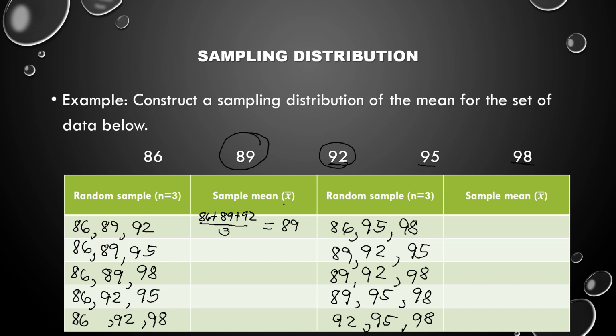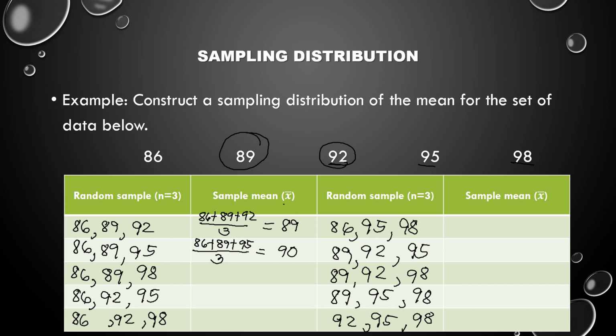Next, we go for the next possible sample. We have to get the mean there: 86 plus 89 plus 95 divided by 3. We will be repeating the process for the entire combination of samples. 86 plus 89 plus 95, we divide that by 3. That is equal to 90. So this is now your sample mean for that sample.